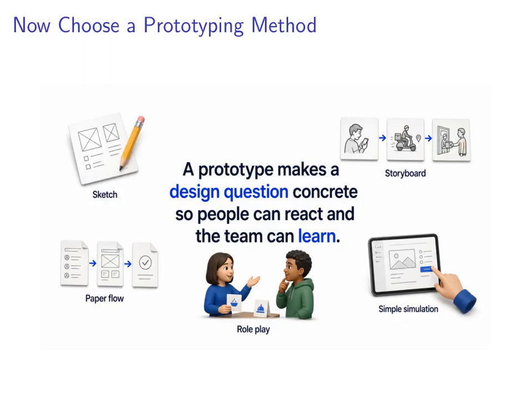We have separated several dimensions of fidelity, including appearance, interaction, content, and system behavior. The next step is to choose a prototyping approach that gives us enough realism for the question we need to study. We will compare sketches, storyboards, paper flows, and Wizard of Oz simulations.